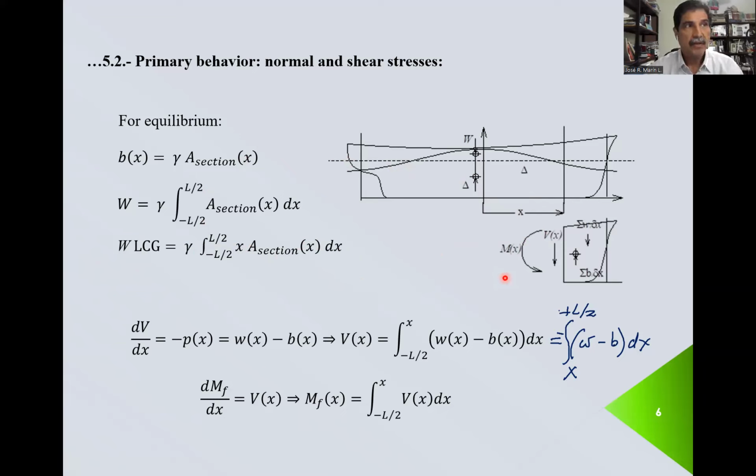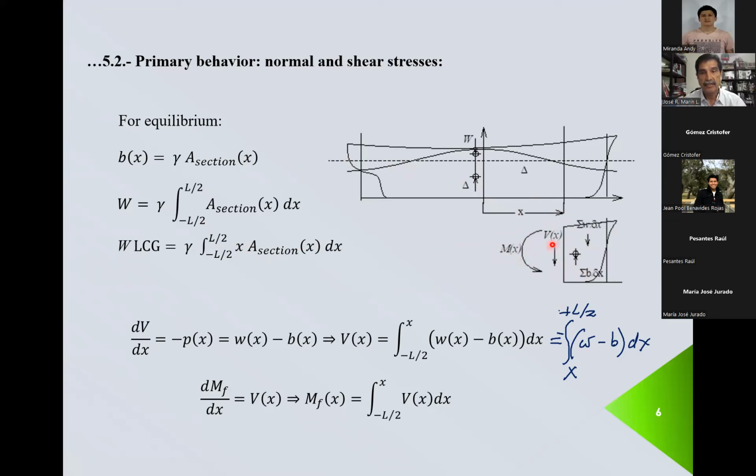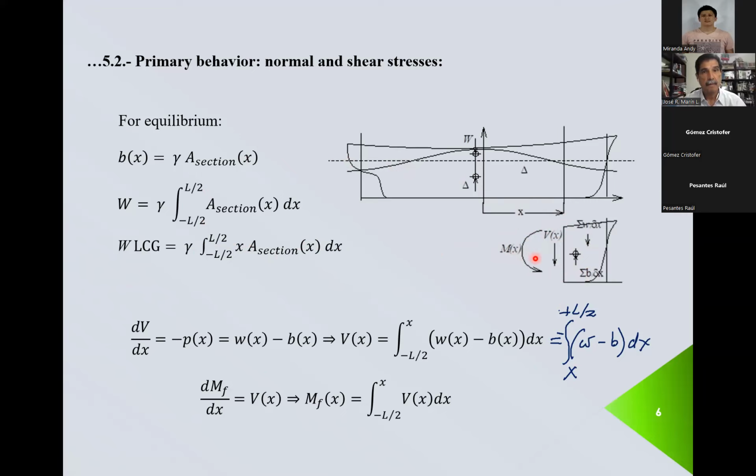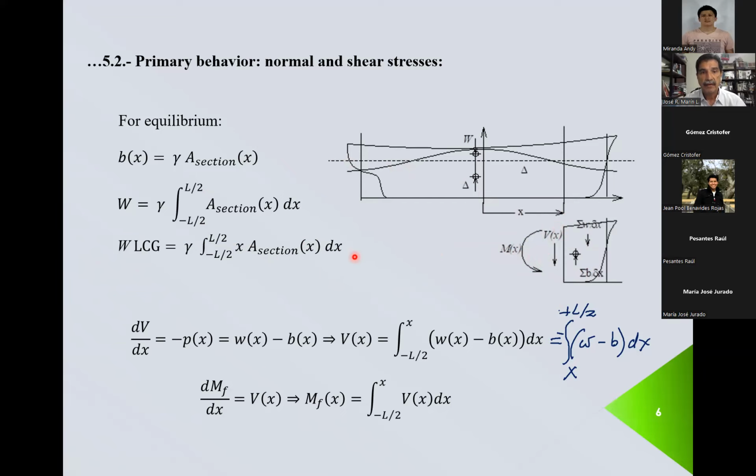So we make a cut here. Remember, these are the new sign convention for shear force and bending moment. These two are positive here. This is, of course, a negative face. So we integrate from minus L over 2 until x. Now, at this end and at this end, the shear force and bending moment are 0 because it's a free end.